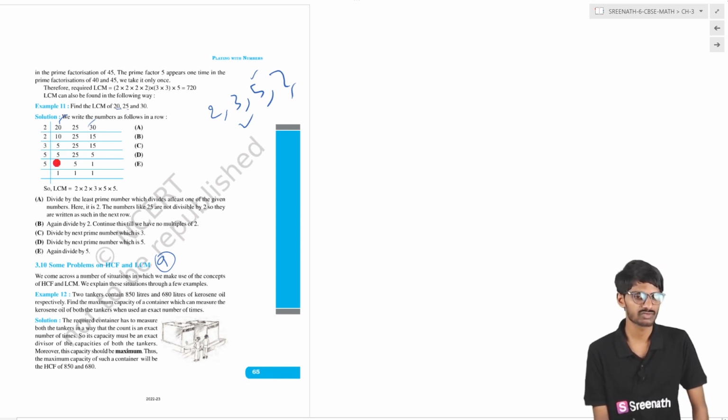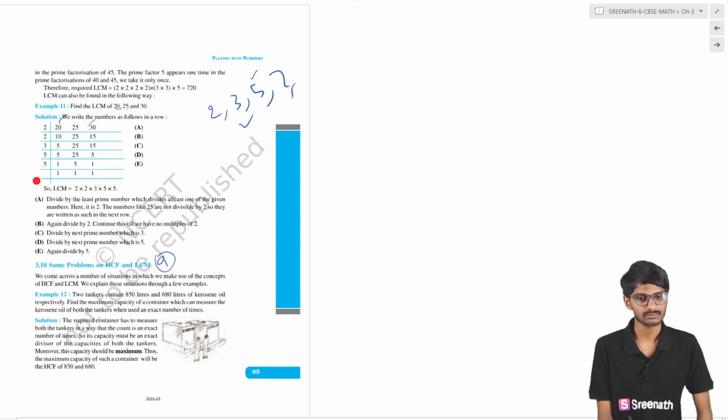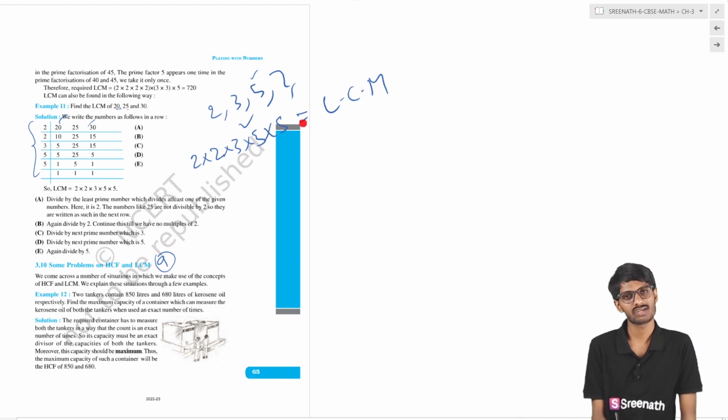Now do the division with 5: 5 ones are 5, 5 fives are 25, 5 ones are 5. Again see if there is any number divisible by 5. Yes, 5 is divisible by 5. You have to write 1 and 1, and 5 as it is. So after that, the LCM is nothing but these numbers, that is 2, 2, 3, 5, 5. So 2 into 2 into 3 into 5 into 5 is the LCM, students. So it is another way, the simplest way.